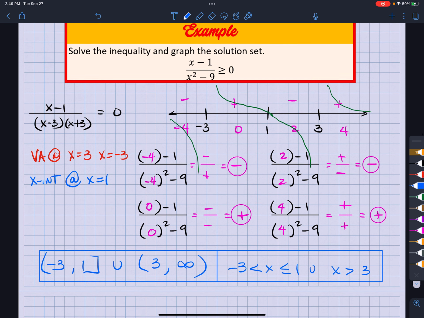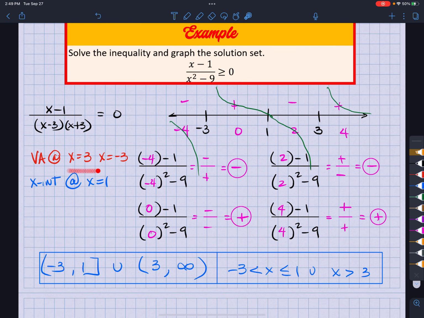So again, I broke it down, found my vertical asymptote, found my x-intercept, applied it on the number line, and then tested a point in each individual region to see if it's positive or negative, and saying, okay, what does it want? Okay? Now, that is pretty simple. That's one of the simpler rational inequalities.